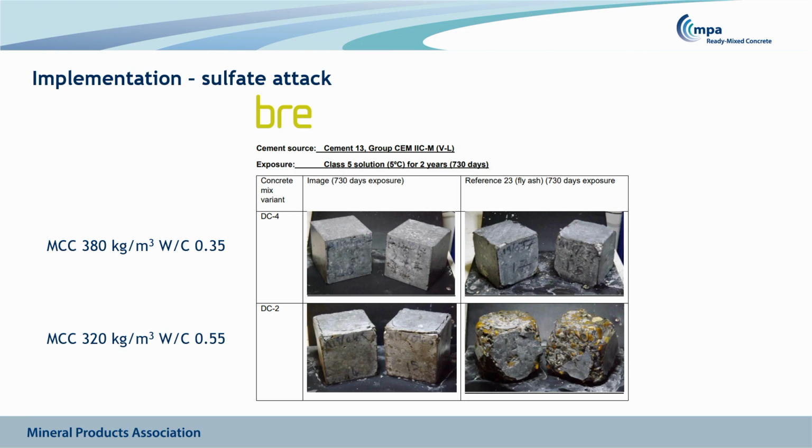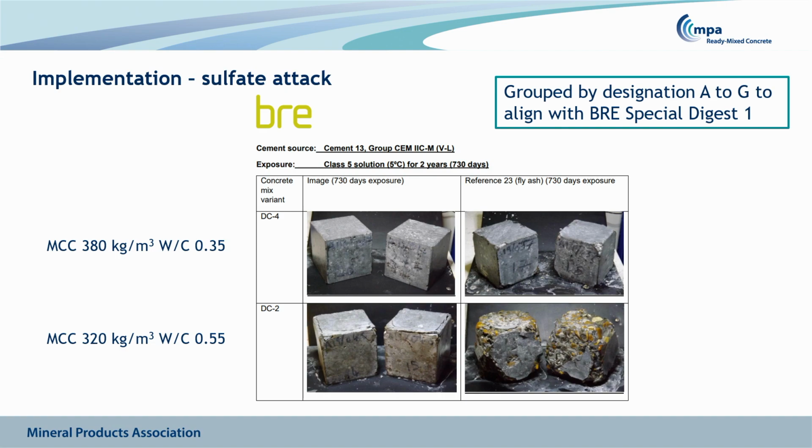And so we put them in. You'd never expect a DC2 specification to survive class 5 sulfates, but it gives us an indication. As you can see here, the 72CmVl performed very well indeed in these highly aggressive sulfate conditions. That allowed us to group all the cements, A to G, to align with BRE Special Digest 1. So that keeps BRE Special Digest 1 as a relevant and up-to-date document.